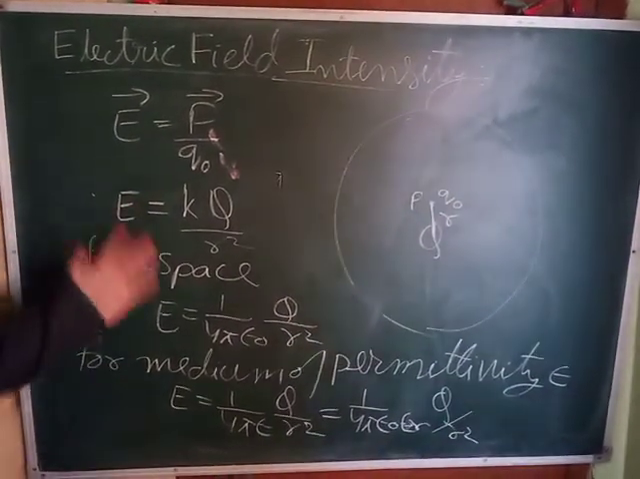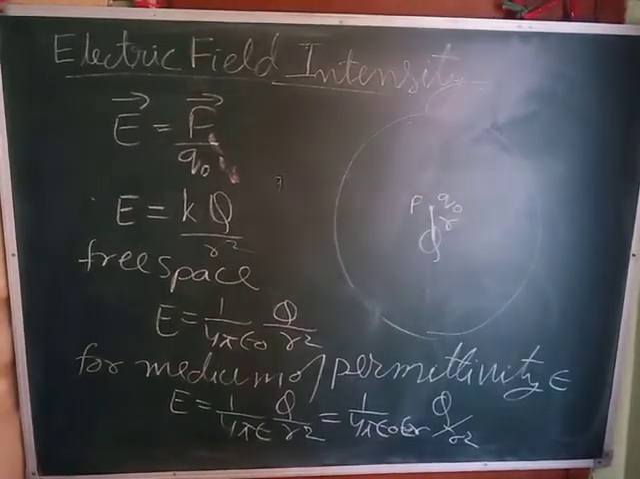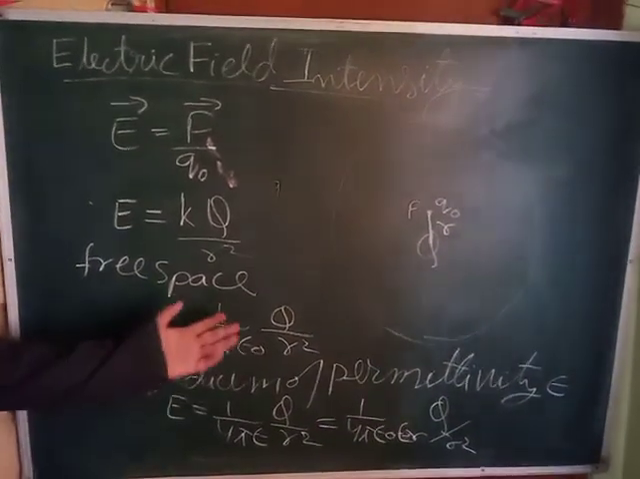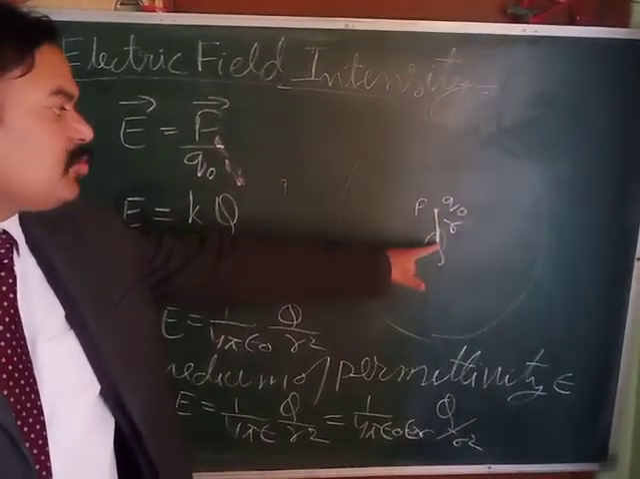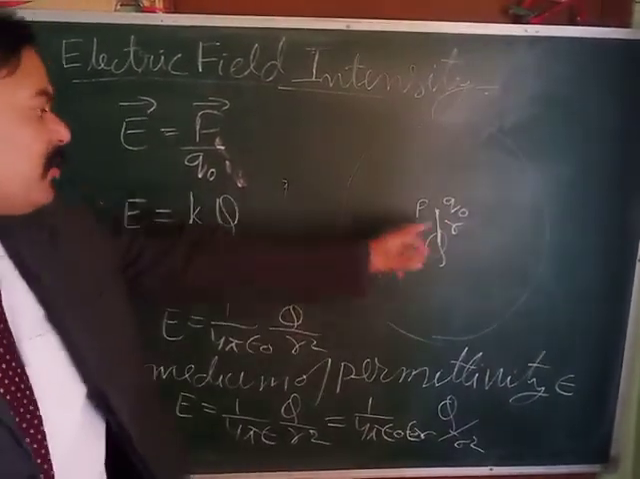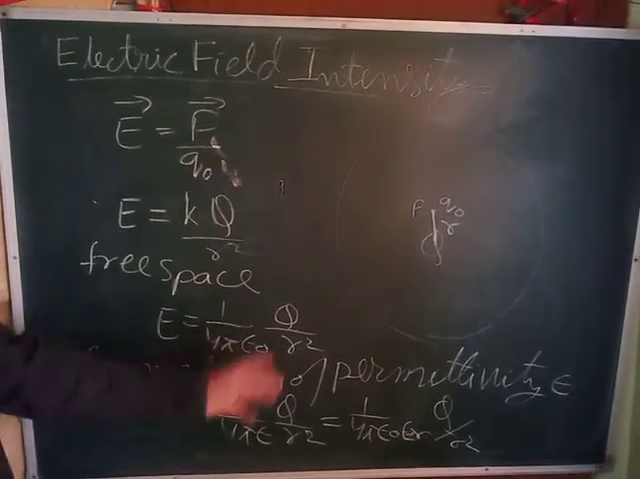Okay, so these are the formulas for electric field intensity in different situations. When the medium between the point of observation and the source charge is air or vacuum, then it is called free space, and then we can use this formula.